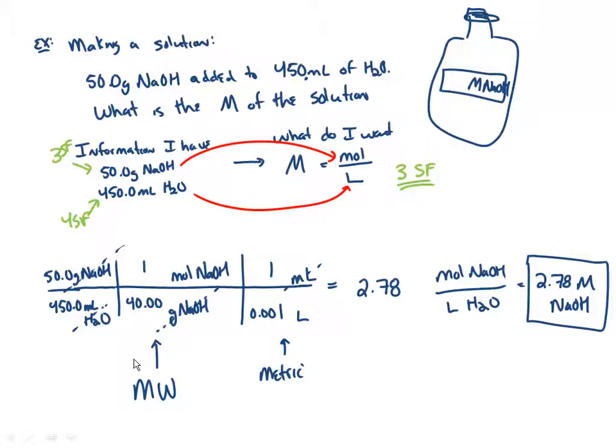So one of the things I want you to be comfortable with is making sure you're good to go from chapter 2 for canceling units. So let's take a look at another type of problem. What if we say, how many moles are in 315.0 milliliters of 0.25 molar NaOH?